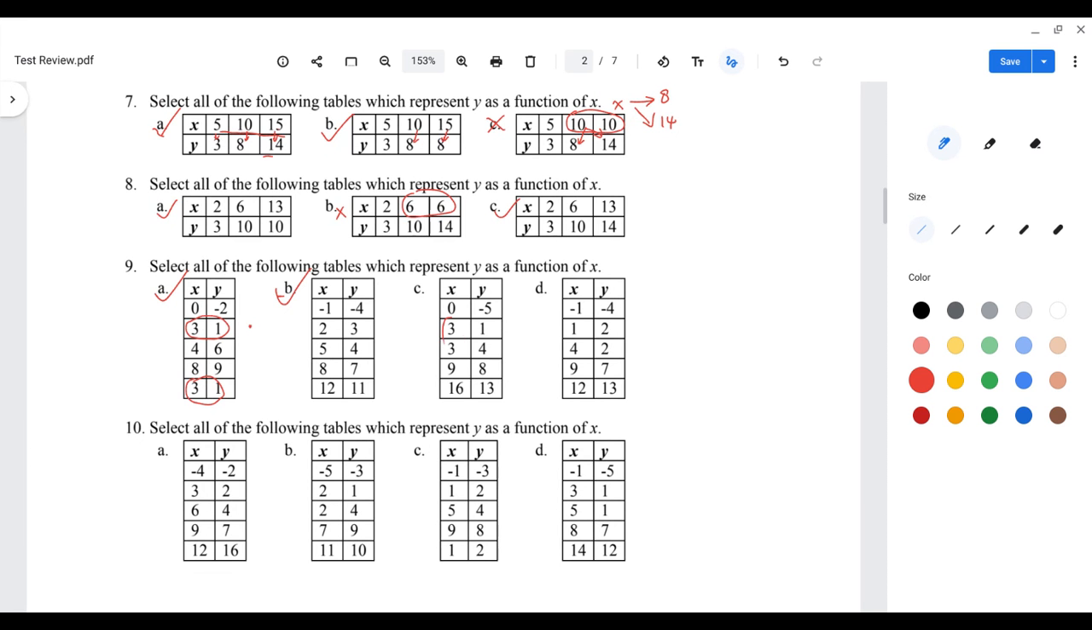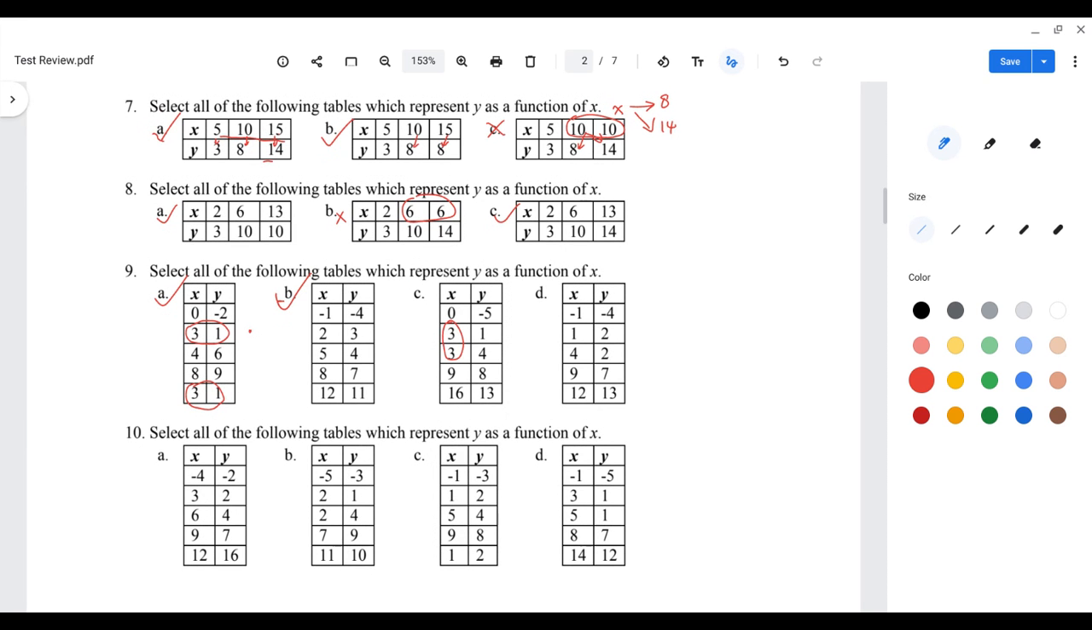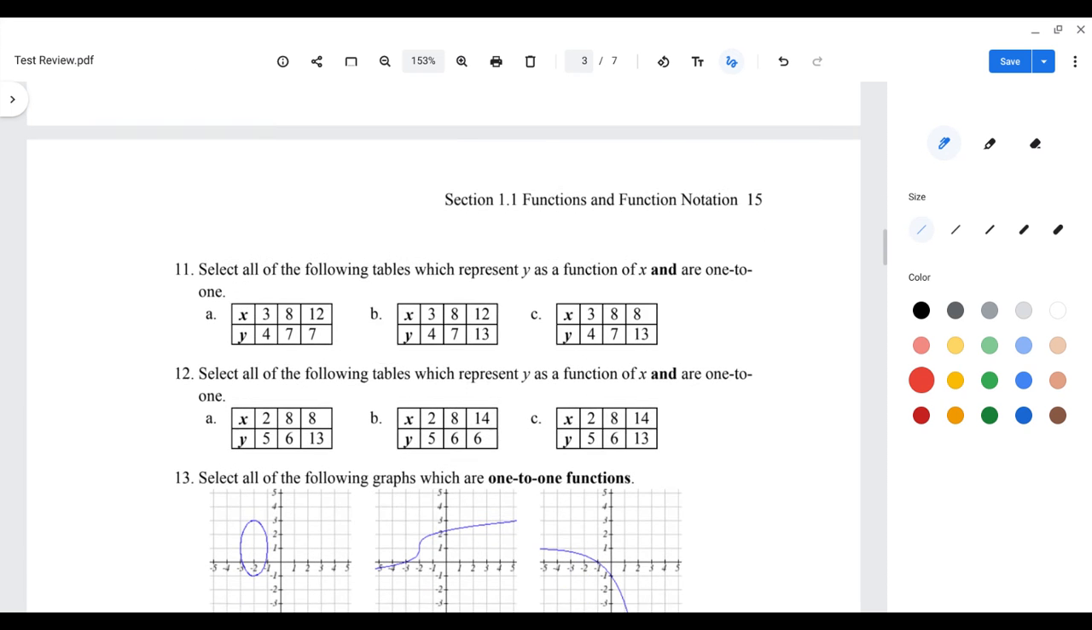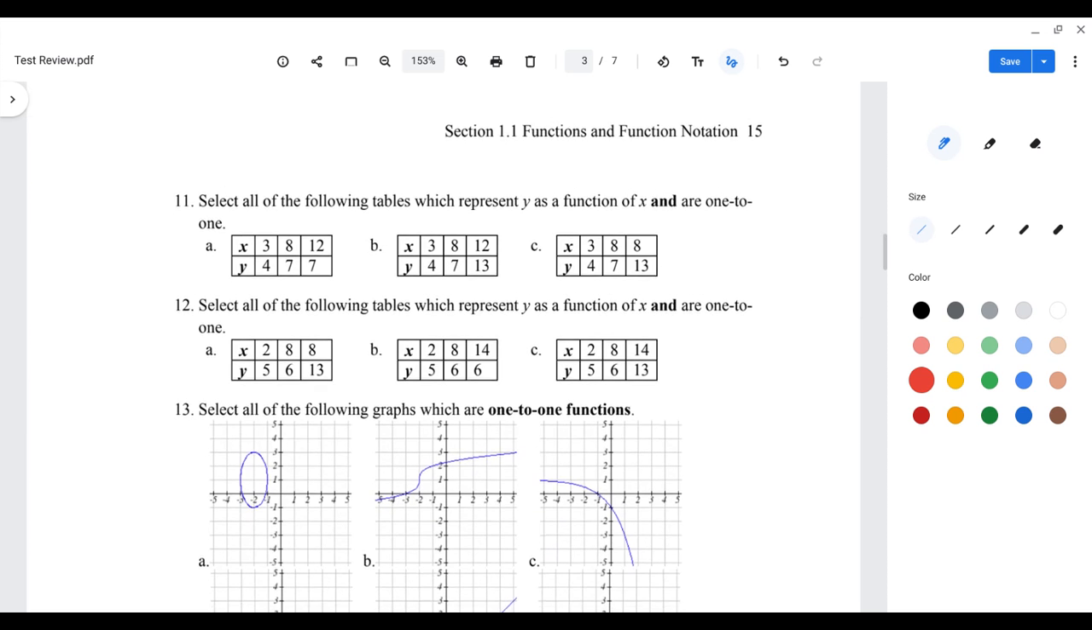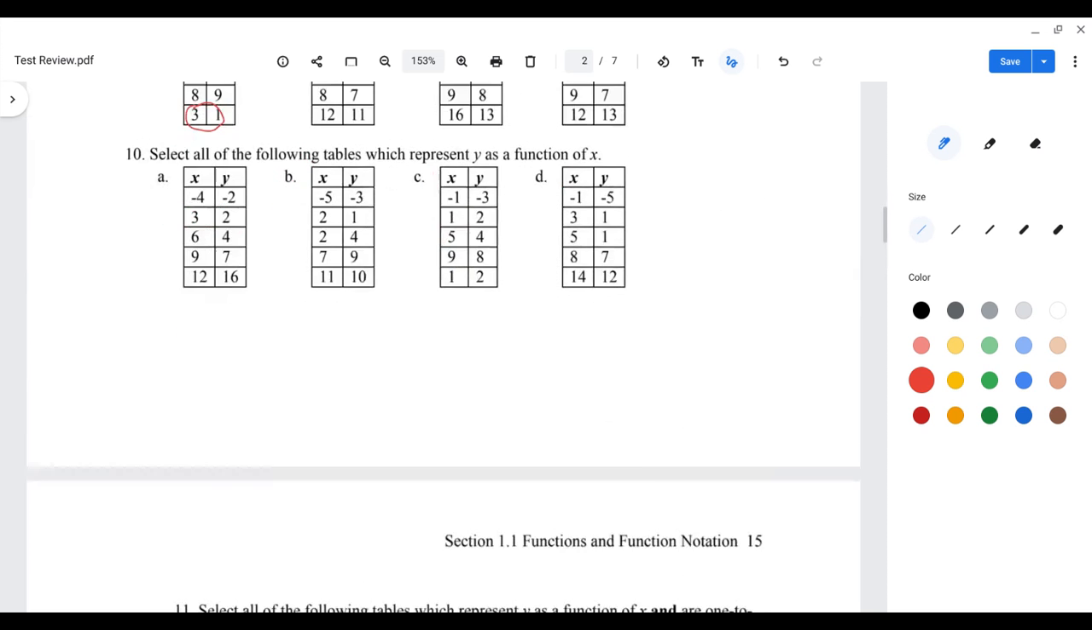Here we have two threes. 3 goes to 1, 3 goes to 4. So it's not a function, because x has two different y's. And here, d, negative 1, 1, 4, 9, 12, all different x, so it's a function. You see where I'm going? Yeah. So work the 10, 11, and 12 out. Well, work the 10 out yourself.